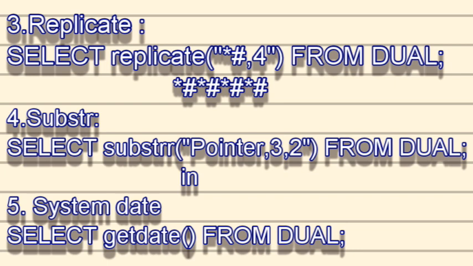That is if I want to get the current system date. For that I am going to use select getdate from dual. As soon as I execute this query, I will get the desired system date, that is the current system date right now on your system.